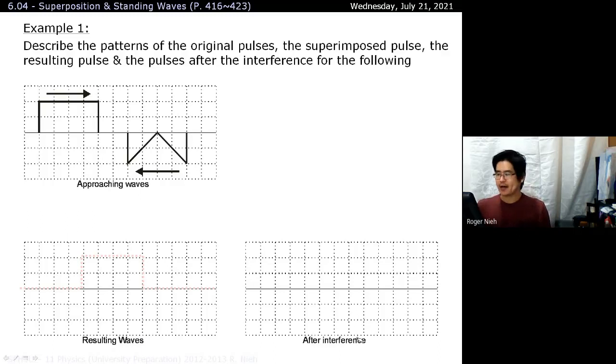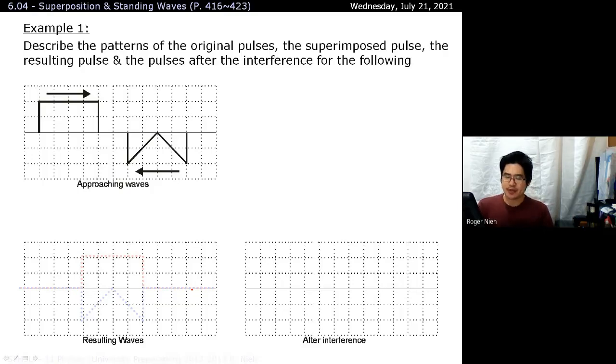To help guide us into the answer, what you want to do is draw these two waves as a dotted line on your paper. Here's a dotted line representing the rectangular wave, and I'll use a different color for the upside down M. By drawing this template out in your notes, this helps you figure out what the mathematical sum is at every single point.